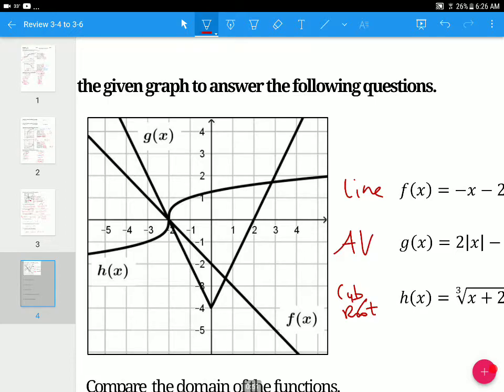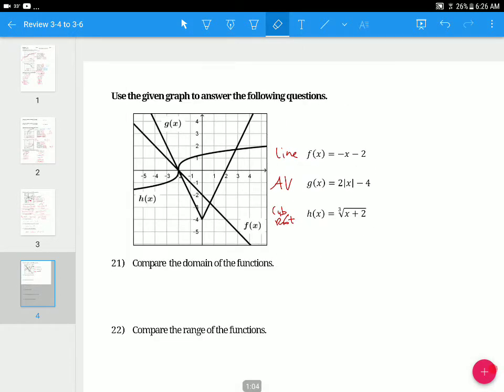So we got the cube root function, that's this guy right here. No, I didn't make a 4. I made a line right here. Alright, so here we go. So we got the cube root, the line and the absolute value.